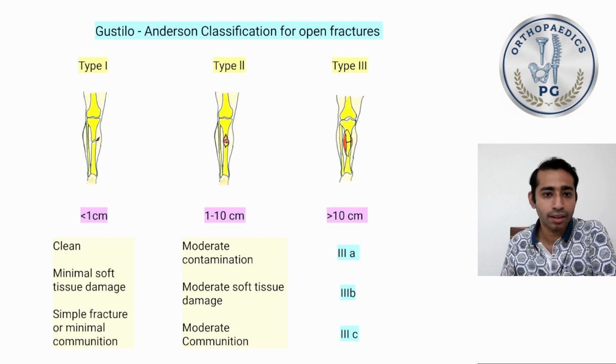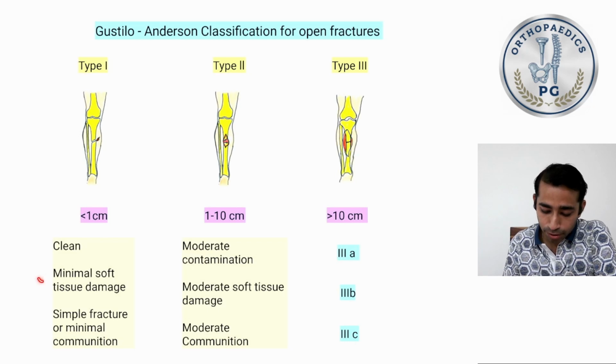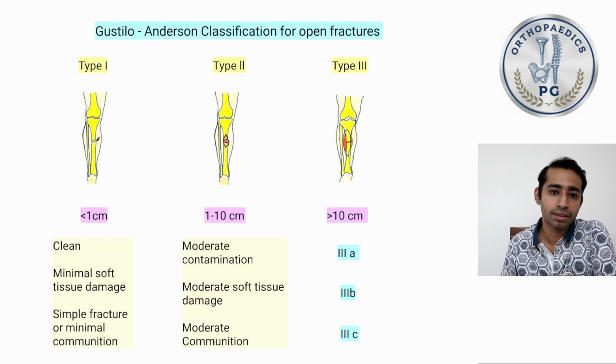The second criteria is amount of soft tissue damage. Type 1 will have minimal soft tissue damage, type 2 will have moderate soft tissue damage, and type 3 will have severe soft tissue damage or crush injury.